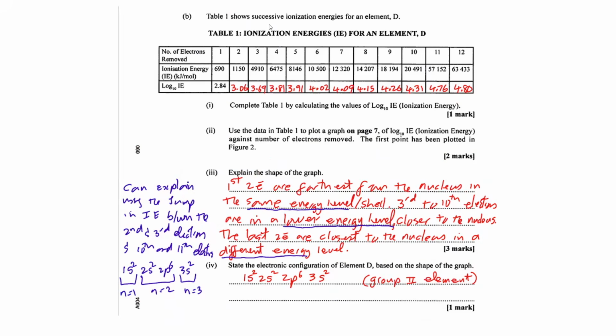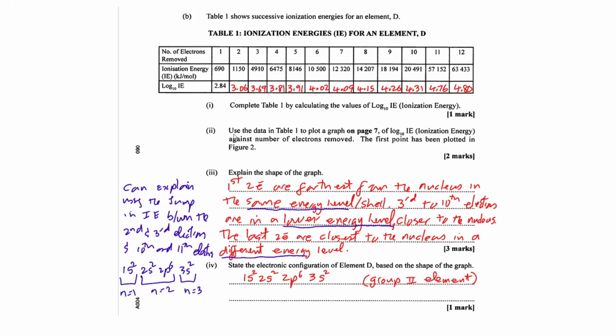Part B. Table 1 shows successive ionization energies for element D. We can see here that we are given the number of electrons removed, which is 12, and we have our ionization energy. But we are now supposed to convert the ionization energy in kilojoules per mole to log base 10 of the ionization energies. And so once you get your calculator, you'll put in log base 10 of 690 and you'll get 2.84. You'll do the same for the remainder of the ionization energies for the electrons removed. That would complete our table.